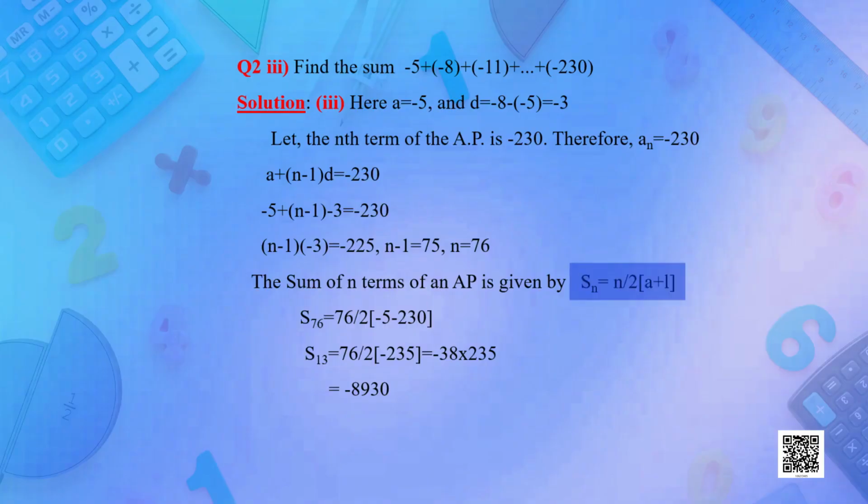Sn is equal to n upon 2 into A plus L. Here, 76 upon 2 into minus 5 minus 230. On simplification, 76 upon 2 into minus 235 is equal to minus 38 into 235, that is equal to minus 8930. I hope you have understood, children. Okay. Let us do the next part now.